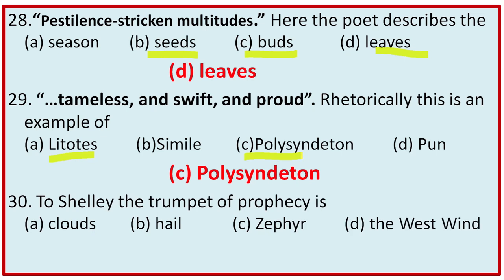Last one, 30. To Shelley, the trumpet of prophecy is, and the trumpet of prophecy is obviously the west wind, because Shelley considers the west wind the trumpet of prophecy, through which he wants to broadcast his dream or dormant ideas. So the right option is D, the west wind. So we have completed all the questions.